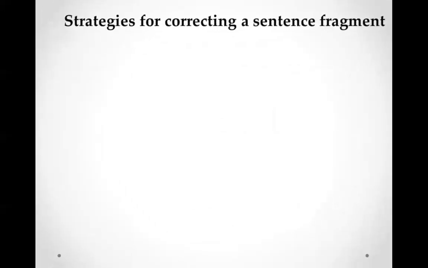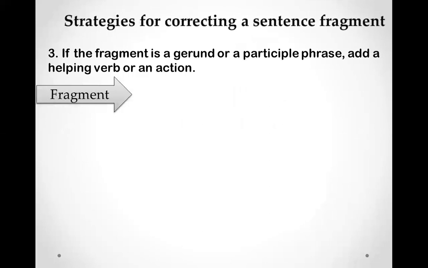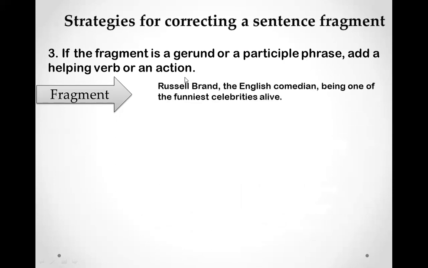Rule number three. If the fragment is a gerund or participle phrase, if it starts with a gerund or a participle, the difference between the gerund and the participle, they are both verb plus ing. A gerund acts as a noun, a participle acts as an adjective. So what can I do if it starts with a gerund or a participle? I can simply add a helping verb or an action verb.